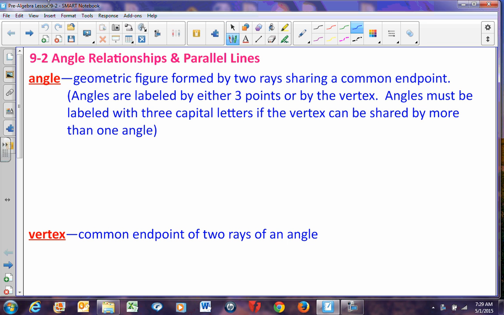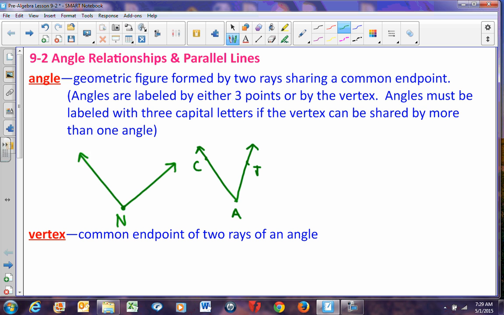For example, here would be a nice little picture of an angle. The common endpoint is called the vertex. That's the point I just put on the angle. You can name an angle with just one capital letter, like N, if there are no other angles that could possibly be named by that figure. So I could name that angle angle N. I could also name it by 3 letters if I so choose to. I could label this angle CAT.